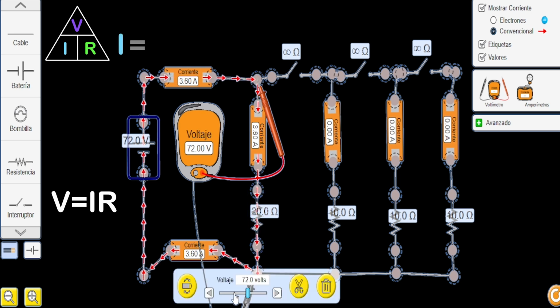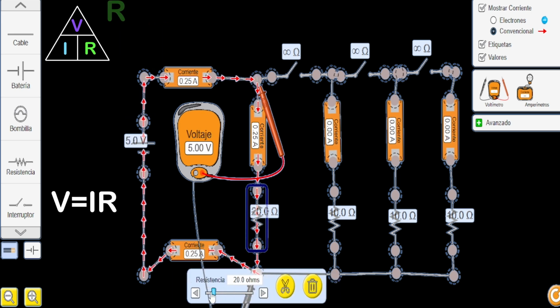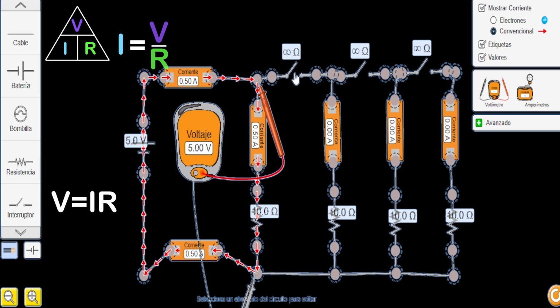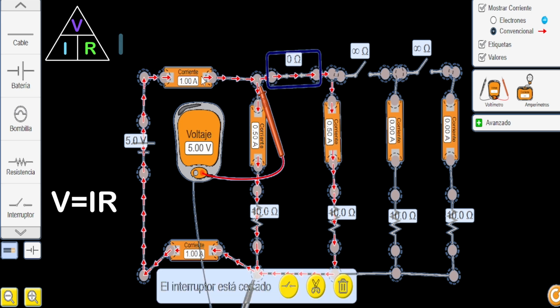Now, let's return to the initial condition. We have a 10 ohm resistor connected to the circuit with a current of 0.5 amps and a voltage of 5 volts. When we add a resistor in parallel, notice that automatically the current in the entire circuit increases, because since the second resistor is also subject to 5 volts, then for Ohm's law to be fulfilled, 0.5 amps must pass through it, and through the original resistor as well. So now, in total, 1 amp flows through the circuit, half through each resistor.